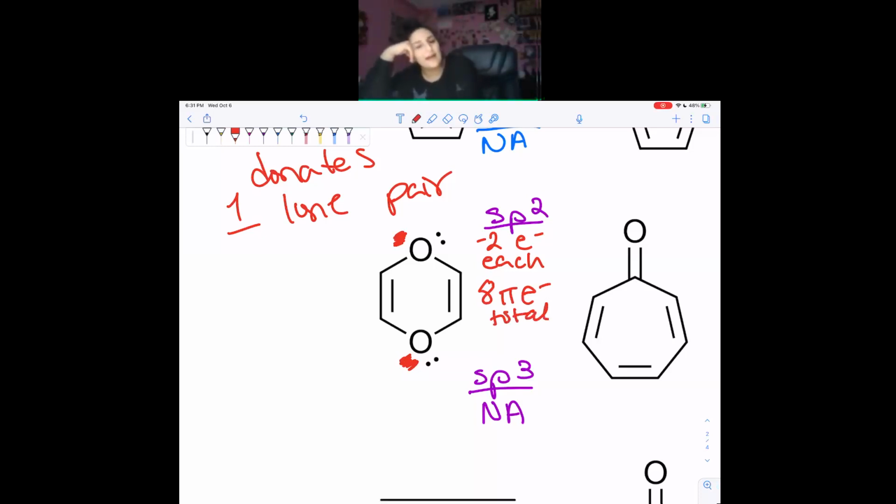So if we have 8 pi electrons total, is that following the aromatic rule or the anti-aromatic rule? Anti. Exactly. So between these two, which one do we want to pick?